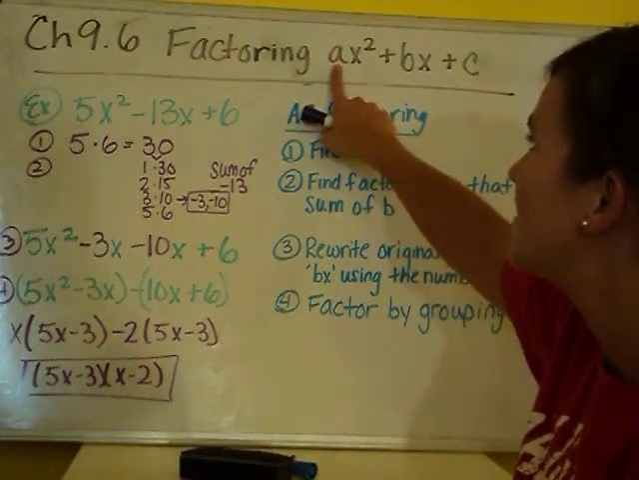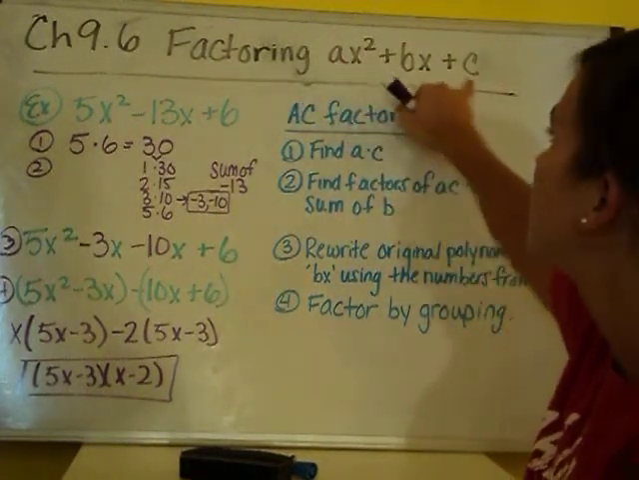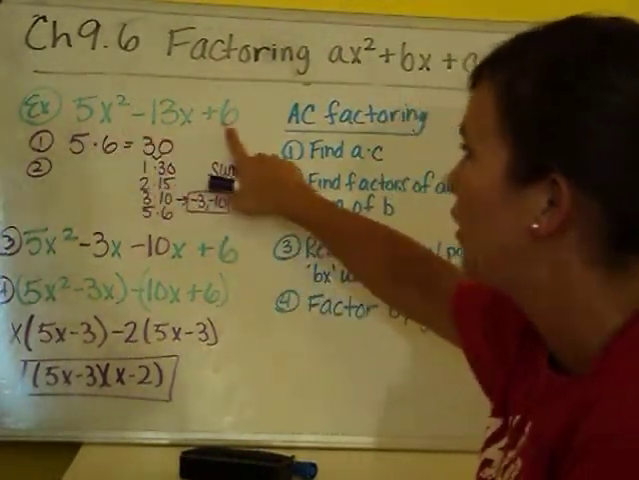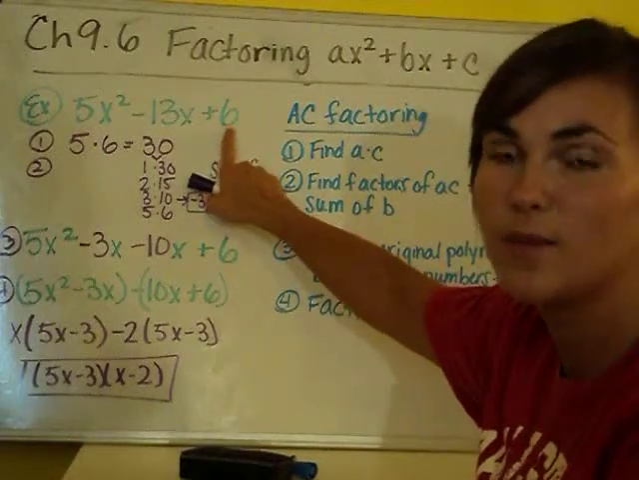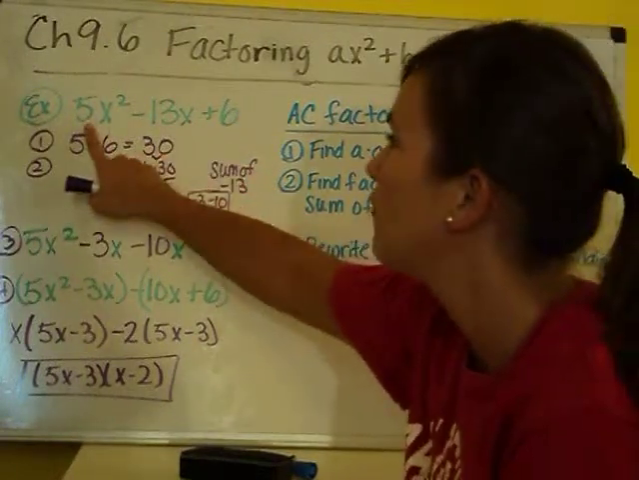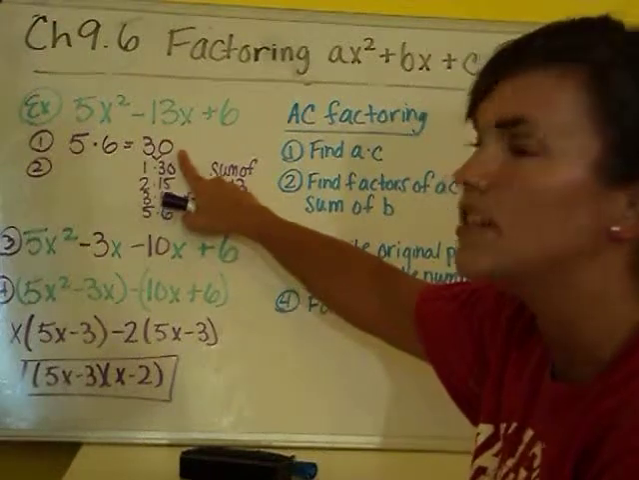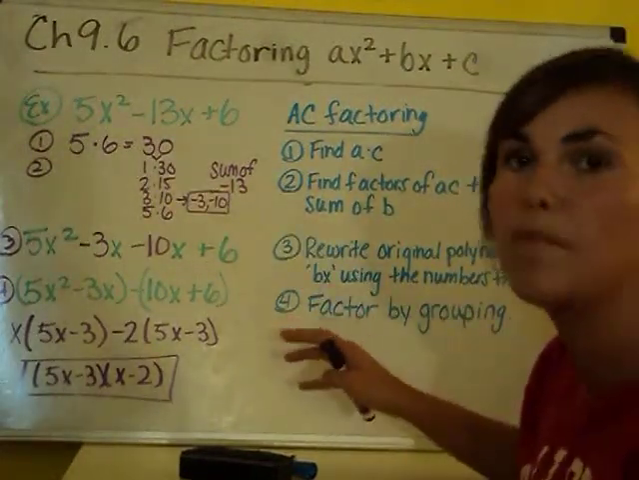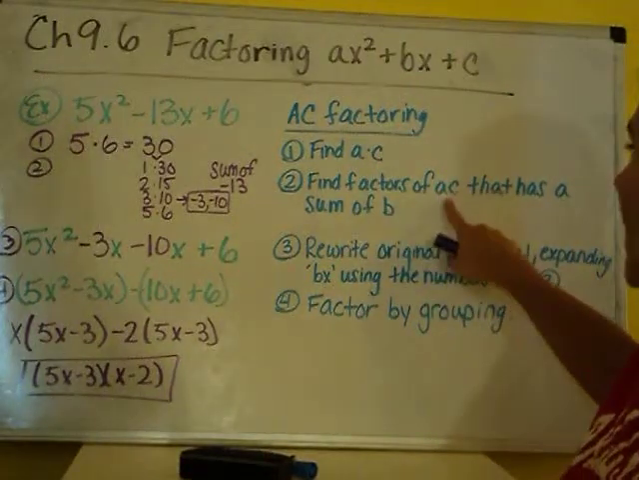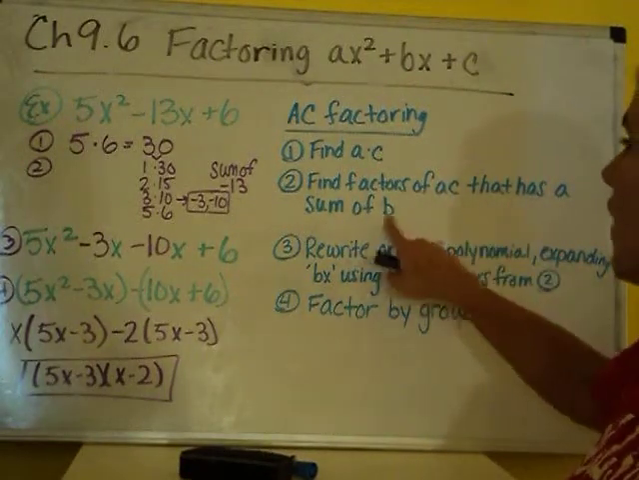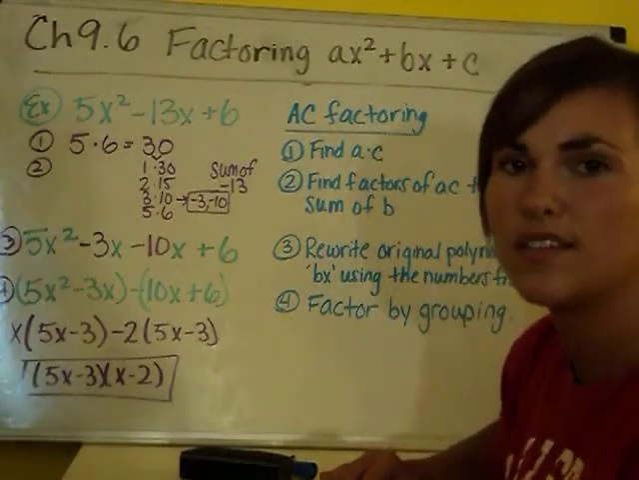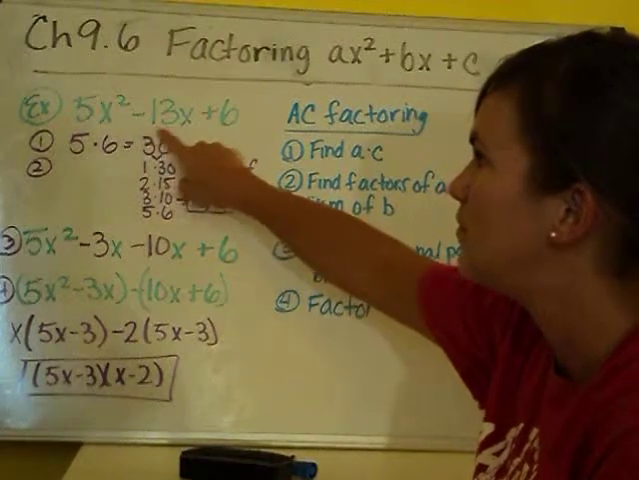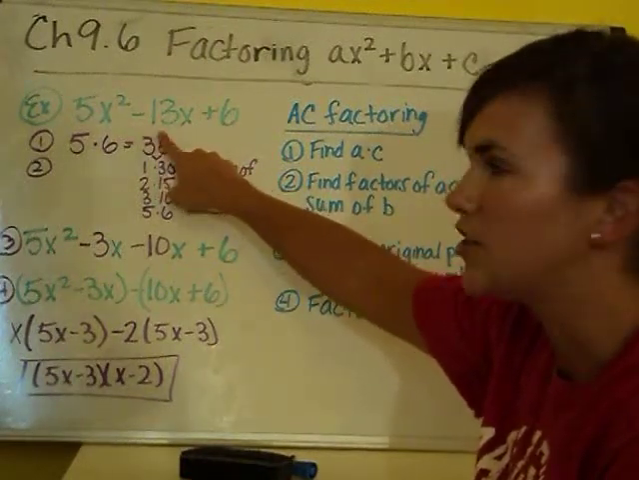Okay, your A is the number in front of your x squared, and your C is the number that has no x's. So here my A is 5, my C is 6. Sign matters. If this is a minus, you want to include the sign. But here we have positive 5 times positive 6, which is 30. Okay, from here, we're going to use our little product sum method. We want to find factors of AC that has a sum of B. Okay, so this is the process that we learned 2 days ago. So we want factors of 30 that add to B, which is your x term, negative 13.